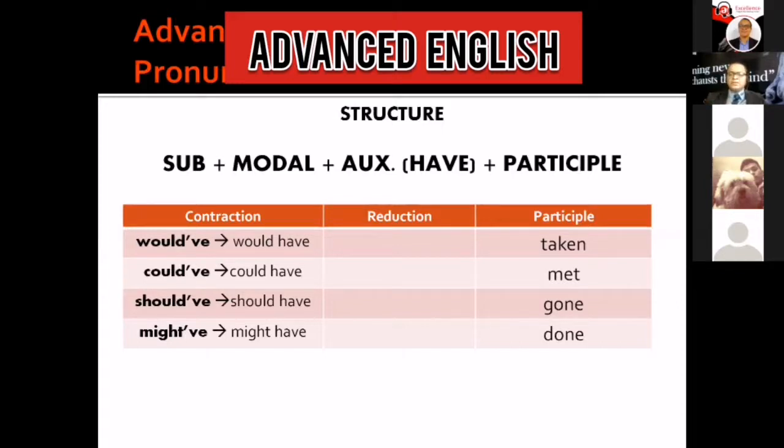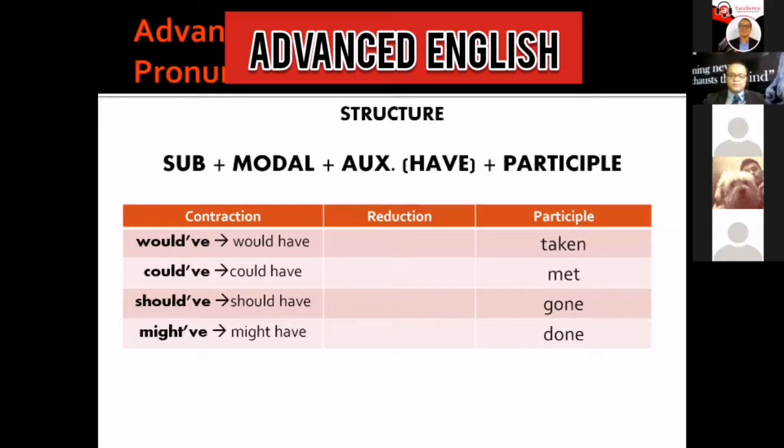Now let's do the long form. Why not? Let's get that in our system as well. Would have taken, would have met, would have gone, would have done. It's easier to use the contraction. You see, it just comes out natural. But you want to use contractions because you want to speak faster.